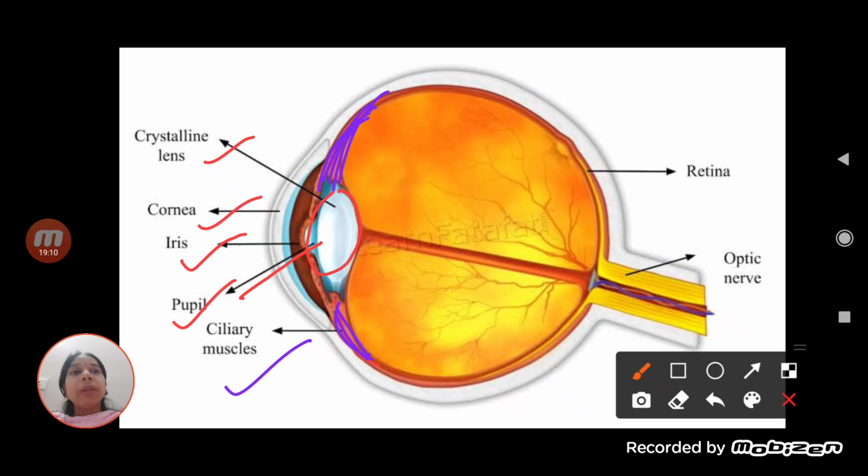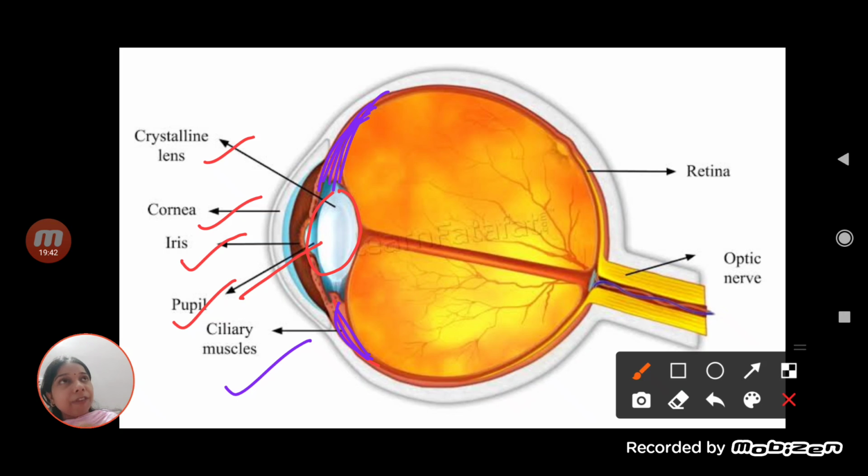When the ciliary muscles contract, the lens becomes thick. So when it becomes thick, the focus of the light rays will be there for the nearby object. Similarly, when the ciliary muscles relax, at that time the lens becomes thin, and the focus will be formed from the rays which are coming from far away. So this is how, with the help of the ciliary muscles, we are able to see the nearby object or the faraway object.